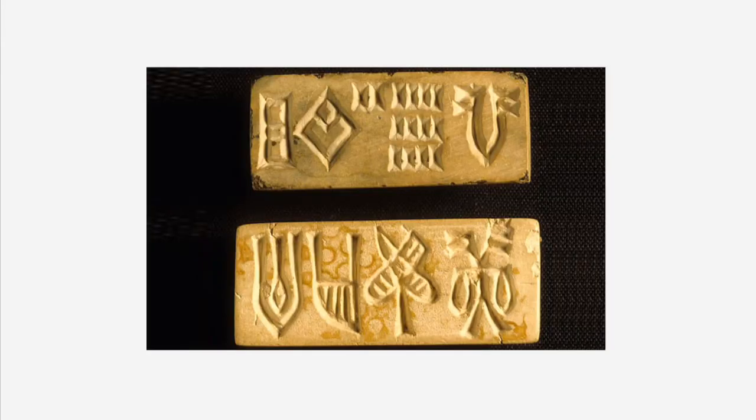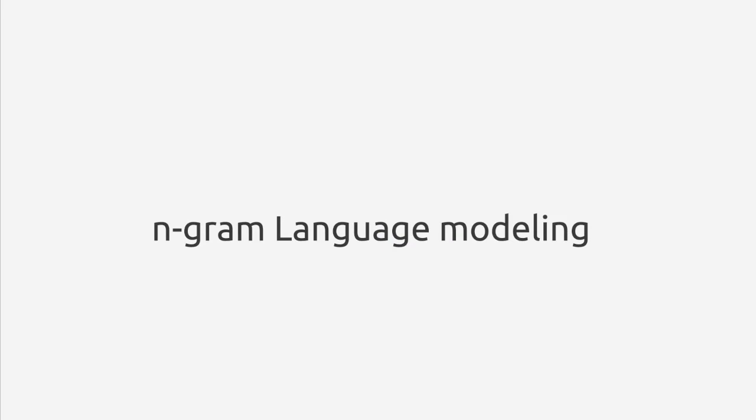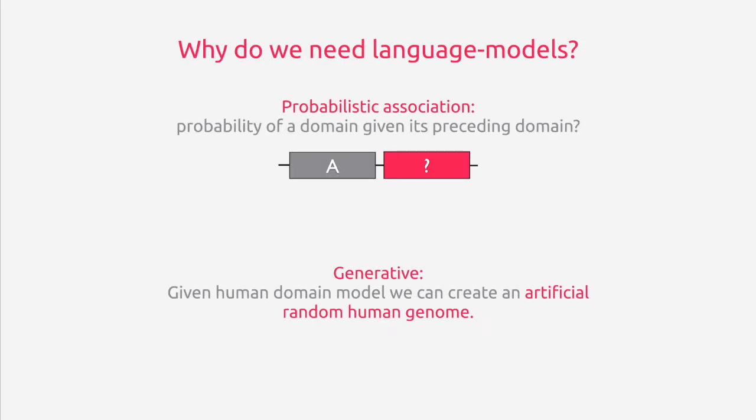Given an unknown language, for example these plaques from the Indus Valley civilization, the simplest analysis that can be done is n-gram language modeling. An n-gram language model gives the probability of a word given a set of the preceding words.